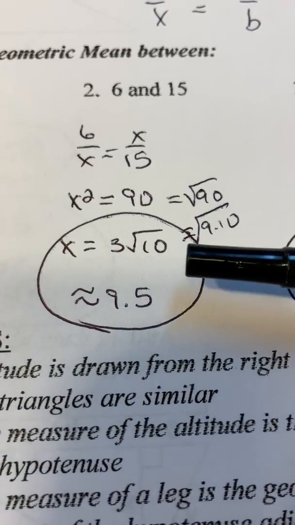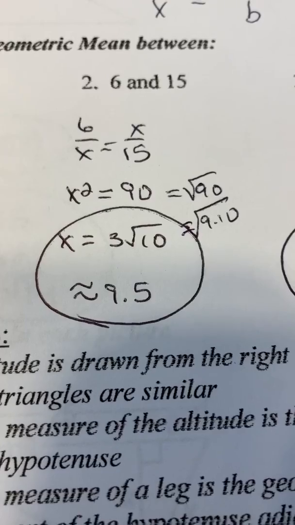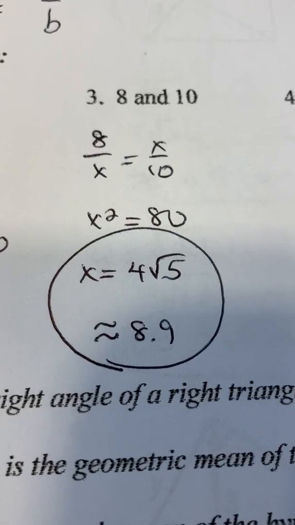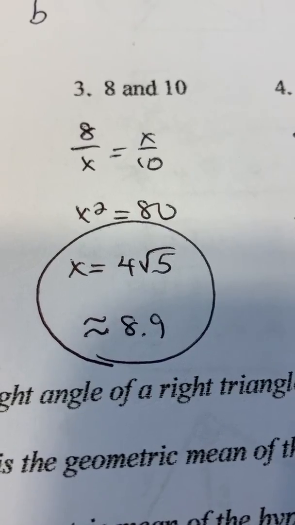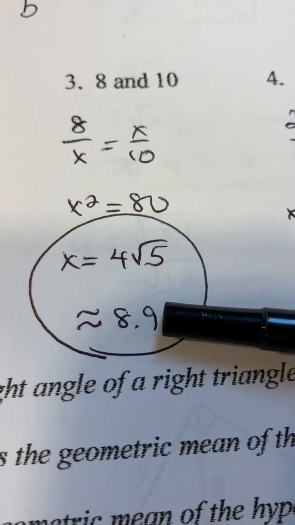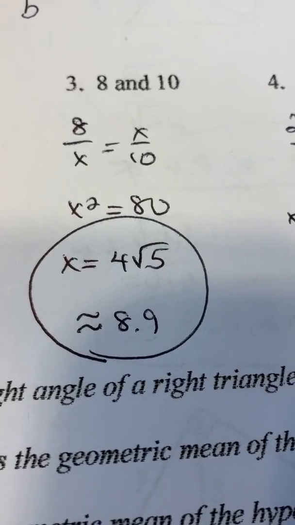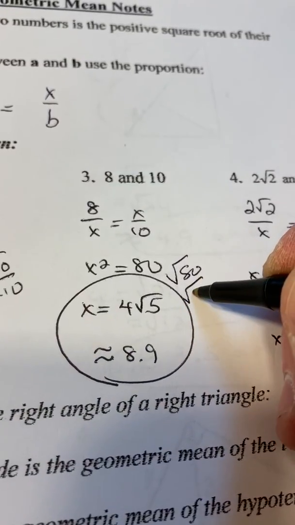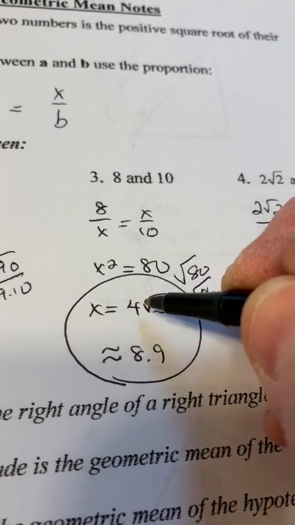Give me the radicalized answer and the decimal answer. I'm going to show that with the other questions as well. 8 and 10, 8 is to X as X is to 10. You get 80. So you would, of course, do the square root of 80. And that is actually 16 times 5, so that becomes 4 root 5. Again, easier version would be the 8.9 via calculator. This is by hand. And again, I'll show that intermediate step with the square root of 80, which is the square root of 16 and 5. That's one version of that. So the 16 becomes a 4.